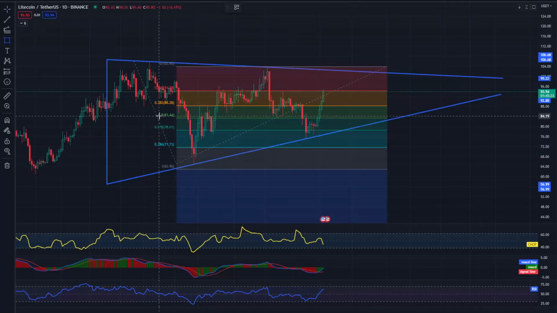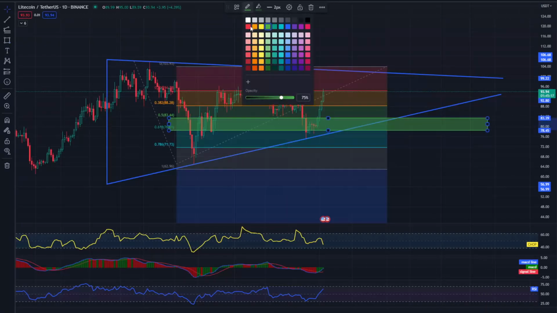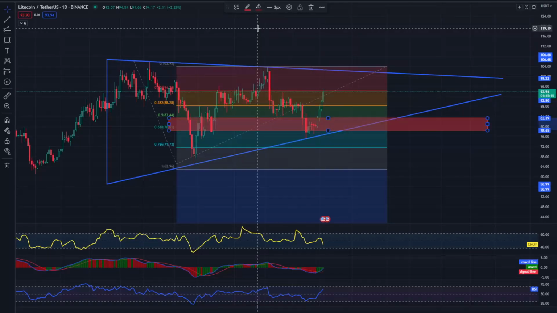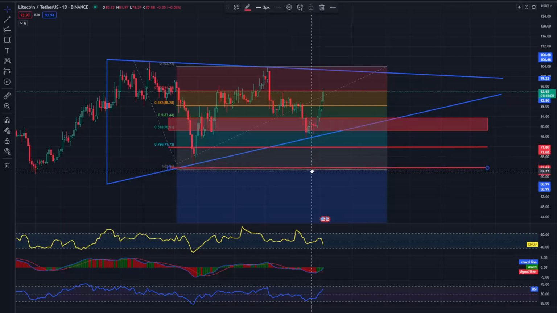changes direction. And here in the first place we have a strong support zone from $83 to $78, which has managed to hold the price so far. However, when the price drops lower, we have another support at $71.80, and then a third support at $62.96.